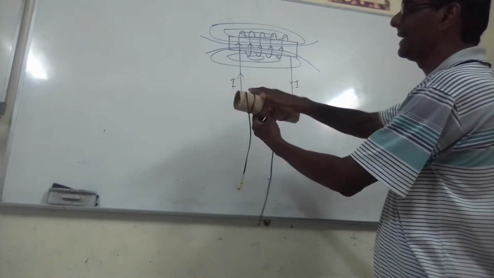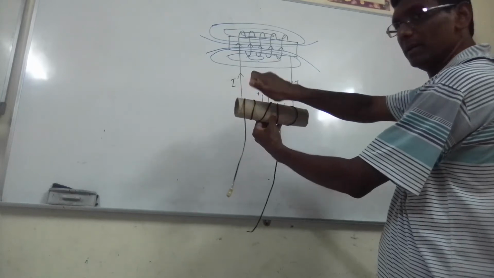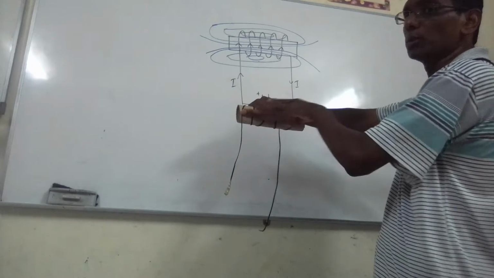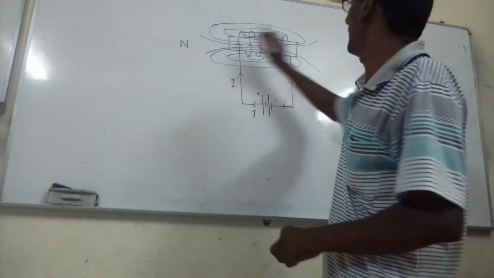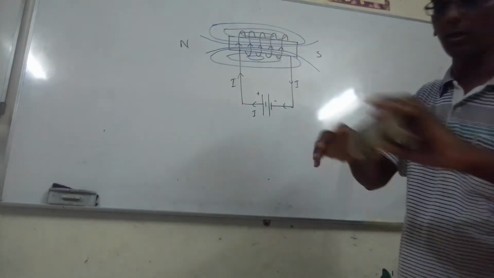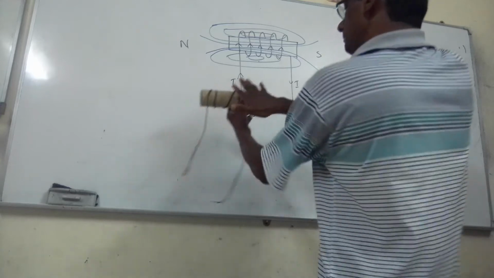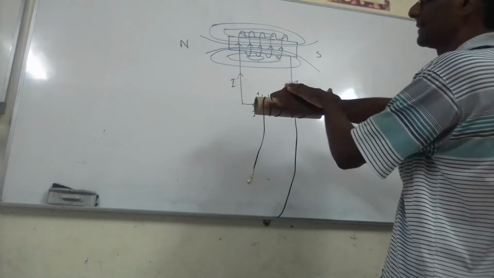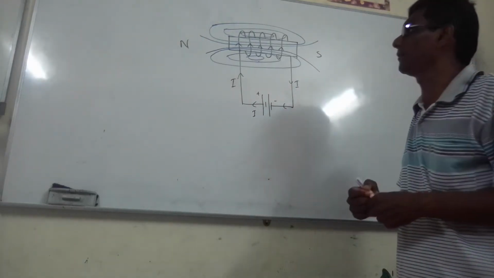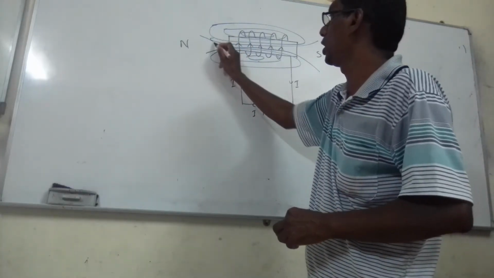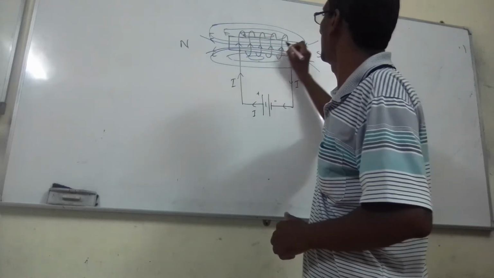The four fingers show the current direction, front to back, and you must grip like this. The thumb shows the north pole, so we must write north pole here, and this end must be south pole. Four fingers show the direction of current, and the thumb shows the direction of the north pole. So the electromagnetic field pattern starts from north to south.